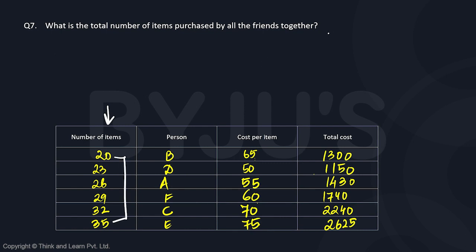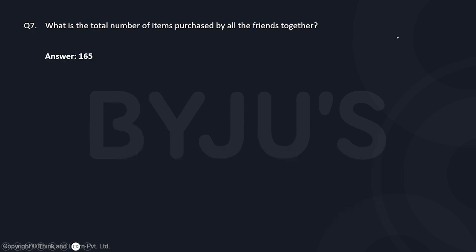20 plus 35 is 55. Same is true for the other two pairs. So it's going to be 55 into 3, which will result in 165. So since it's a TITA question, we have to type in 165.